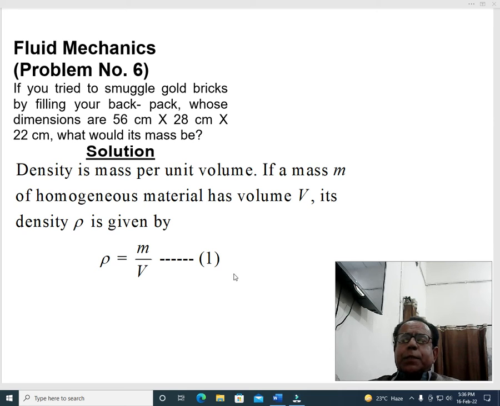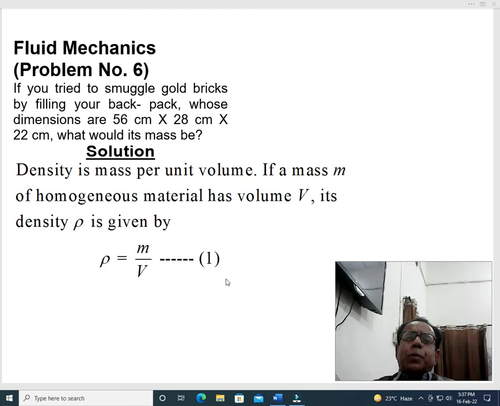This is our next module, next problem. Problem number 6, fluid mechanics. First, we come to our statement. If you tried to smuggle gold bricks by filling your backpack whose dimensions are 56 centimeter into 28 centimeter into 22 centimeter, what would its mass be? Quite simple.